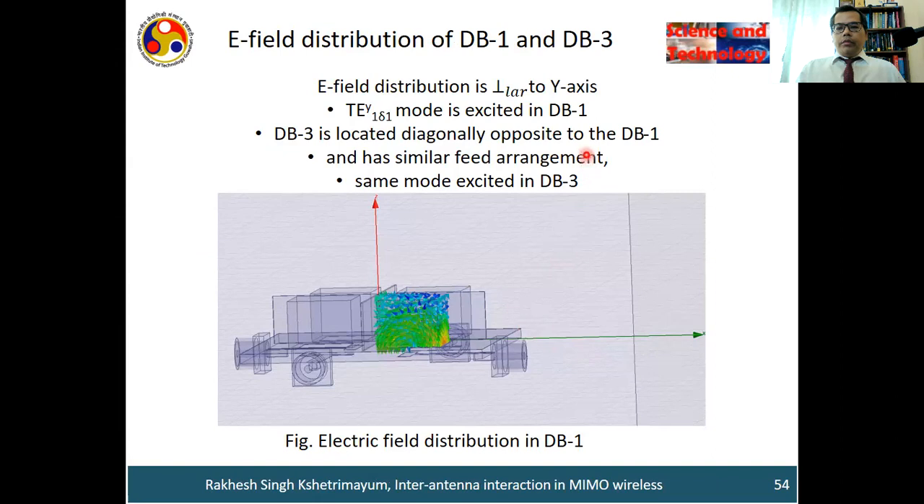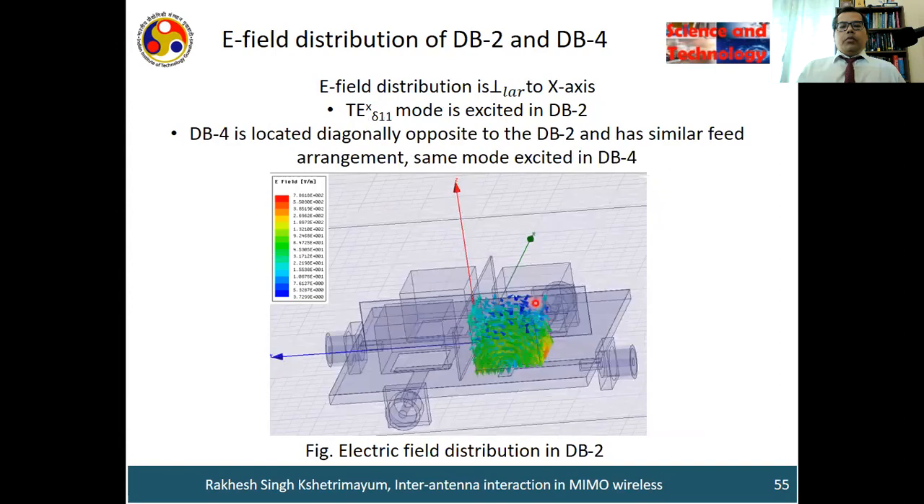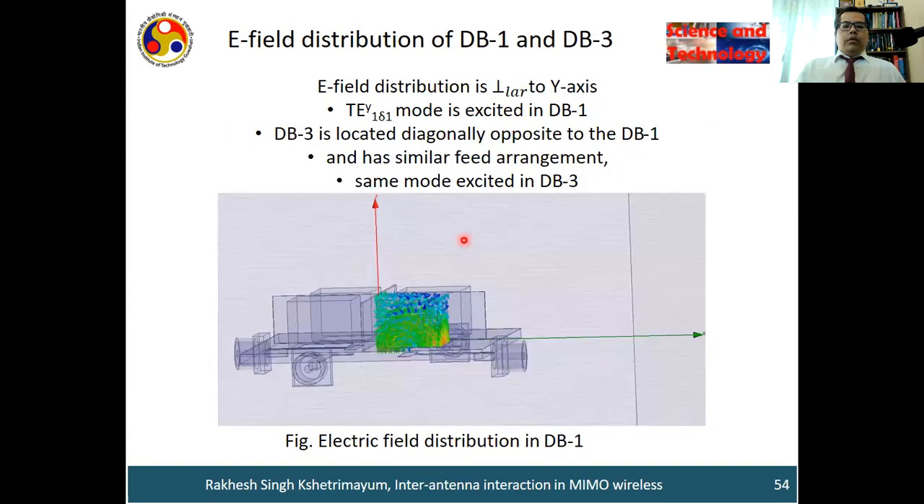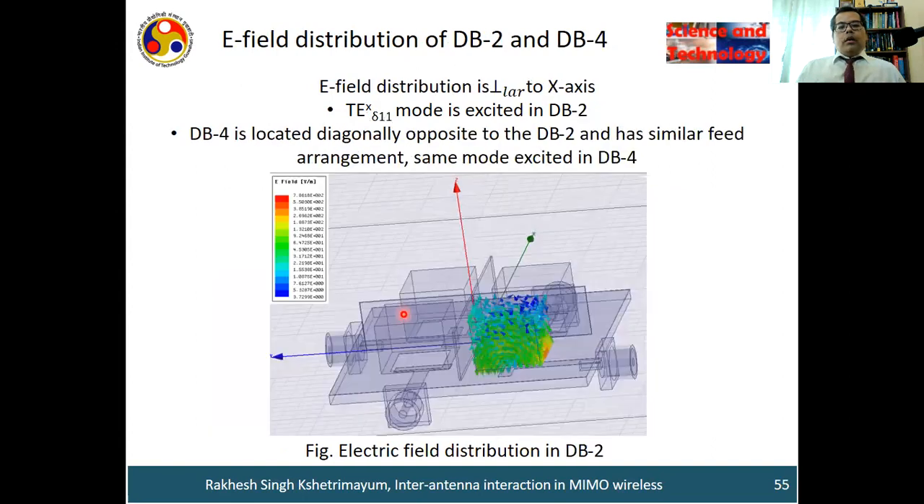So the field pattern for dielectric block 1 and dielectric block 3 is similar because the feed we have given was very similar, and it will excite this kind of TE mode we have talked about, the TEY 1 delta 1 mode. You can observe that for the TEY mode, where is the y-axis? The y-axis is along this direction. So you don't have any fields confined in the XZ plane.